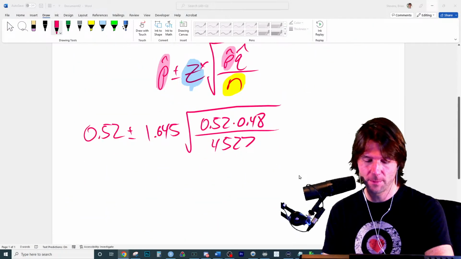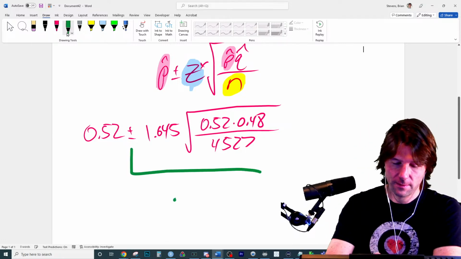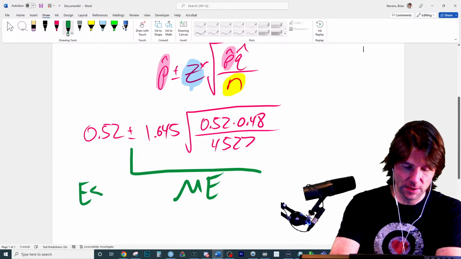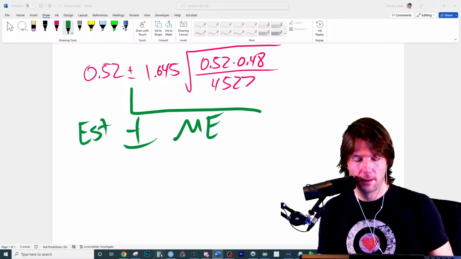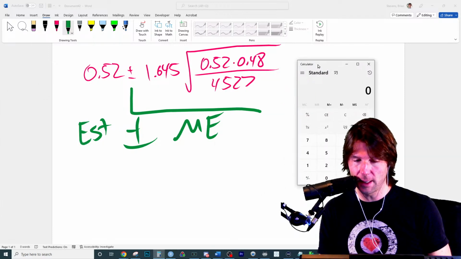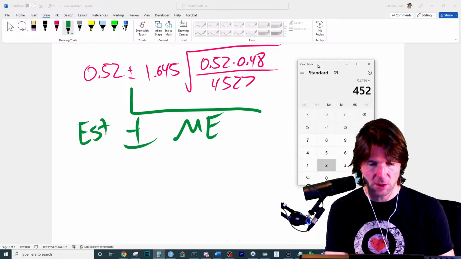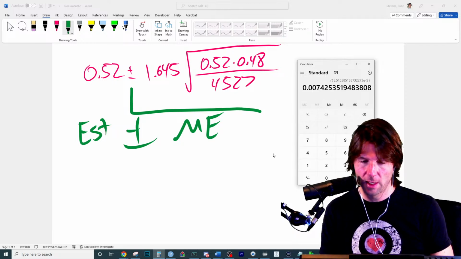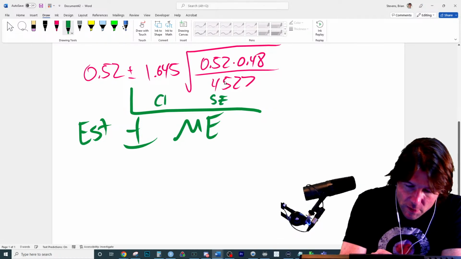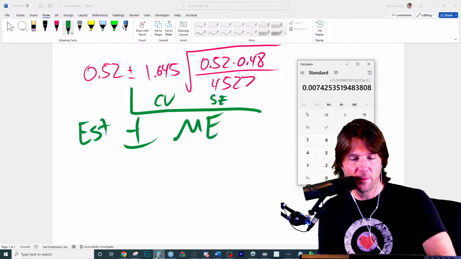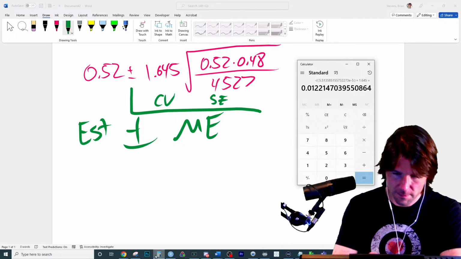So here's the formula right here. We just go through and solve. This is the margin of error. This is the estimate. So it's an estimate plus or minus a margin of error, and those are important terms we'll be talking about a lot. The margin of error is being calculated as we speak, just plugging in the numbers. Don't make errors. There is the standard error, and that's the critical value right there. The margin of error is made up of the critical value times the standard error. And there's the margin of error.